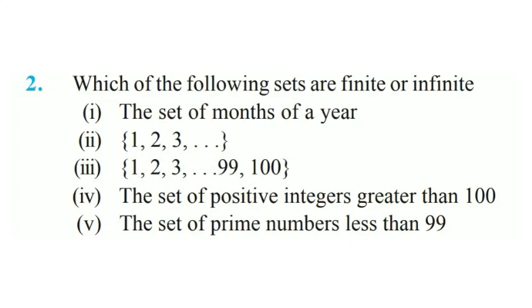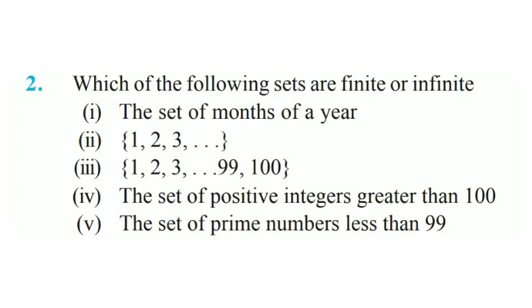So the set 1, 2, 3, etc. is an infinite set. And the third one is the set 1, 2, 3, up to 99, 100. That means there are 100 natural numbers less than 101. So it is a countable set. The set contains a definite number of elements, hence this is a finite set.